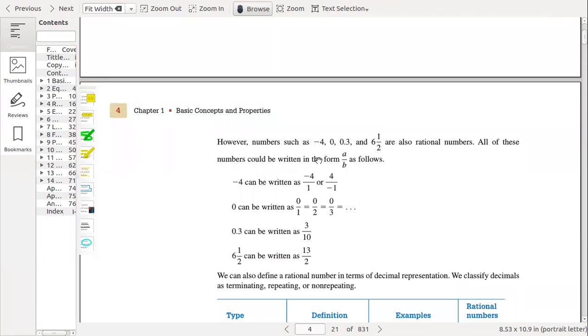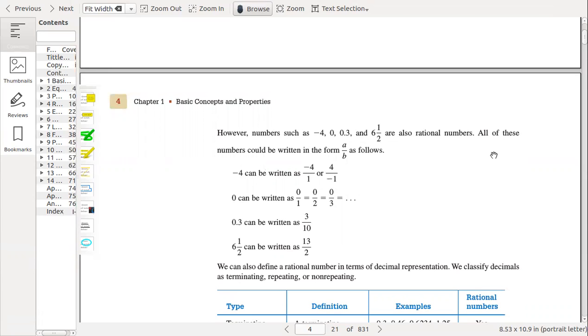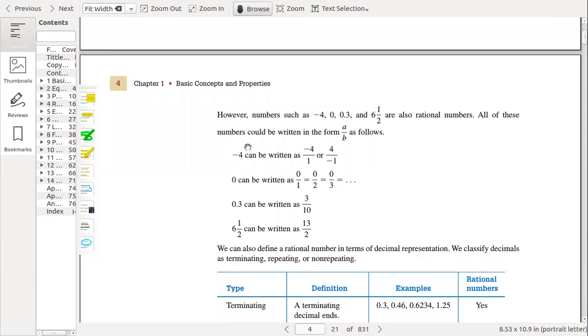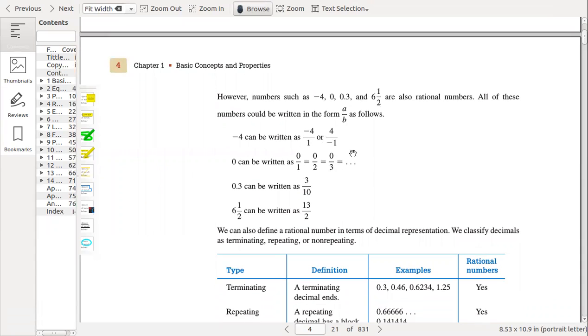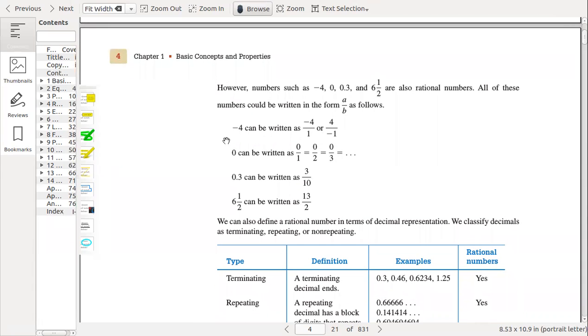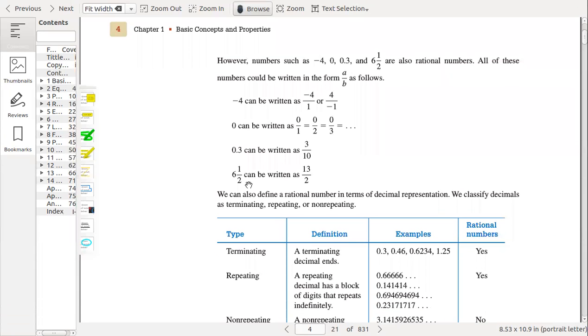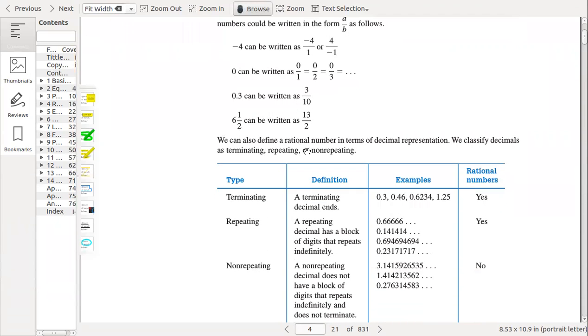Numbers such as -4, 0, 0.3, and 6 and a half are also rational numbers. All of these numbers can be written in the form a/b as follows. -4 can be written as -4/1 or 4/-1. 0 can be written as 0/1, 0/2, 0/3. 0.3 can be written as 3/10. 6 and a half can be written as 13/2.